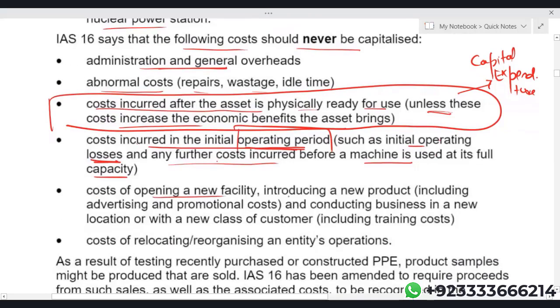The cost of opening a new facility, introducing a new product, including advertisement and promotion, obviously you cannot capitalize. In fact, if you are providing training to your employees, it cannot be capitalized. Even though your employees cannot utilize the property, plant and equipment until you give them the training, still the training cost will not be capitalized. The cost of relocating or reorganizing the entity's operations will not be capitalized.